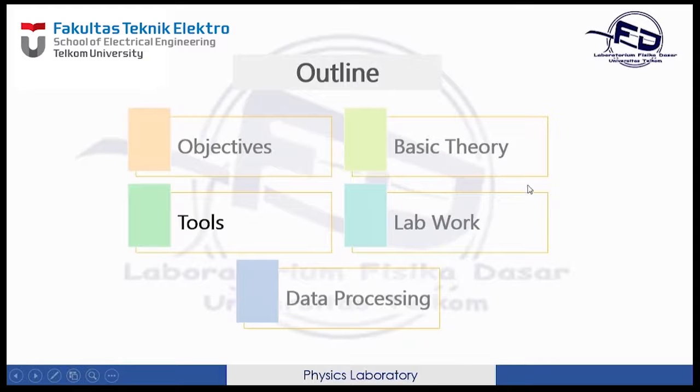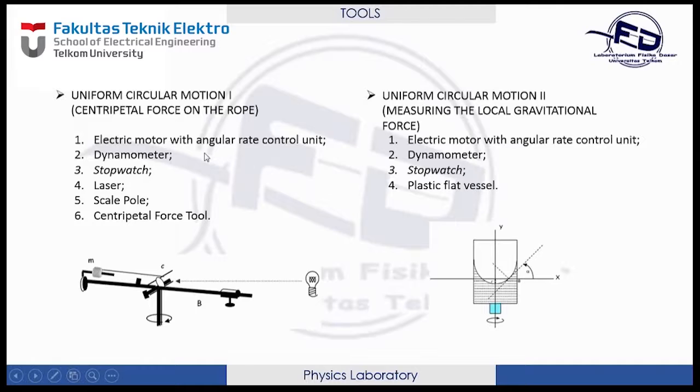Next, there are tools we're going to use in this practicum. For the uniform circular motion 1, there are 6 tools, including 1 electric motor with angular rate control unit, or some people call it speed control, 2 dynamometer, 3 stopwatch, 4 laser, 5 scalpel, and the last one is centripetal force tool, which is the important one for this practicum.